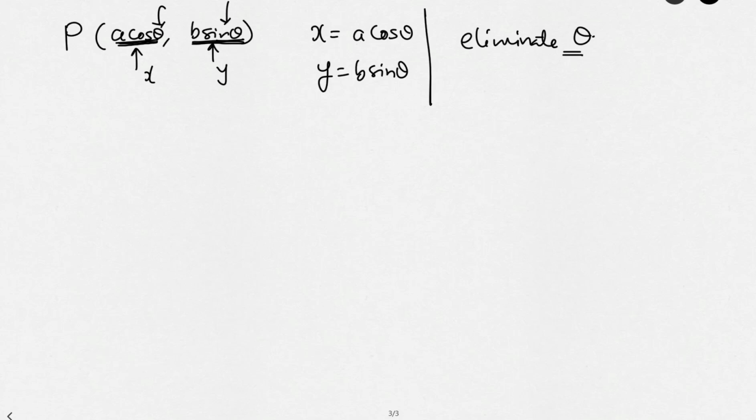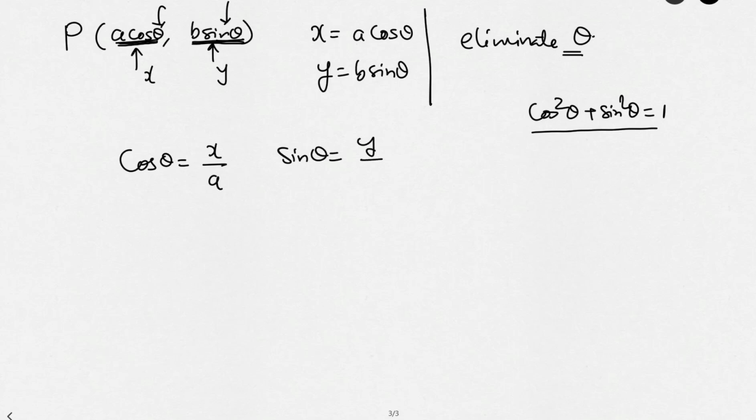and you have to eliminate theta. How to solve that? Cos square theta plus sin square theta is 1. So you can use this identity to solve this. Cos theta is X over A, and sin theta is Y over B. If you take sin square theta plus cos square theta, this will be y square over b square plus x square over a square, which is 1. So this is the answer.